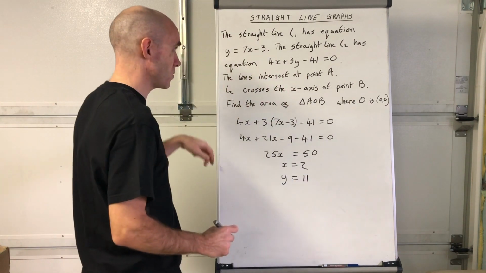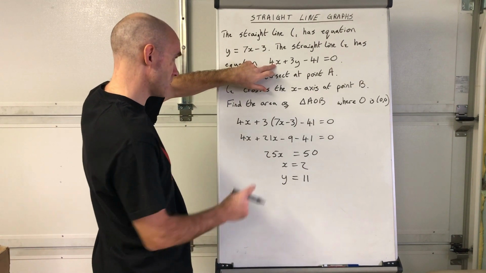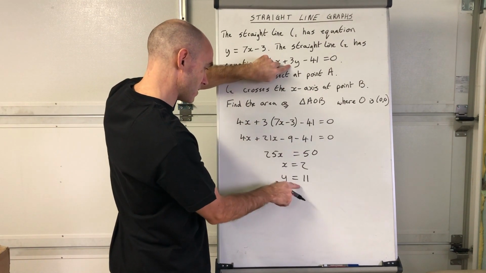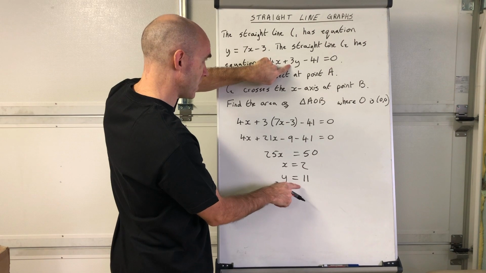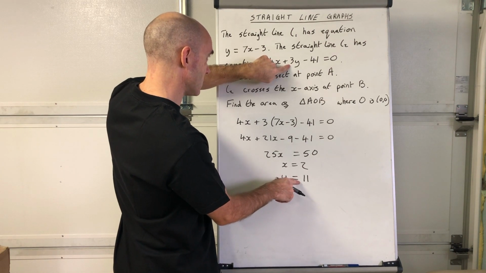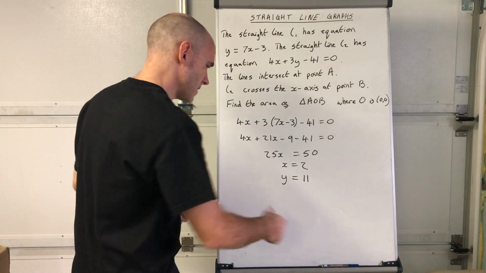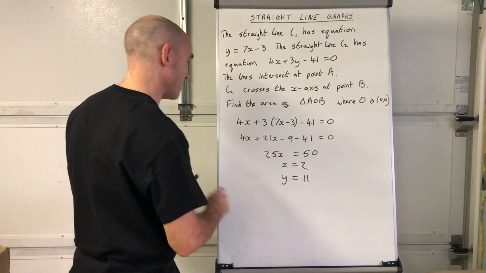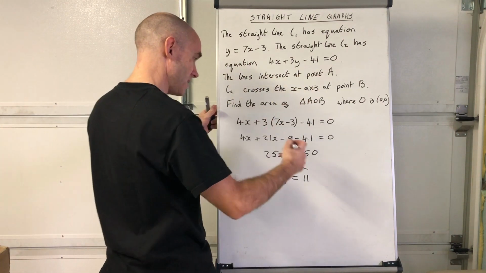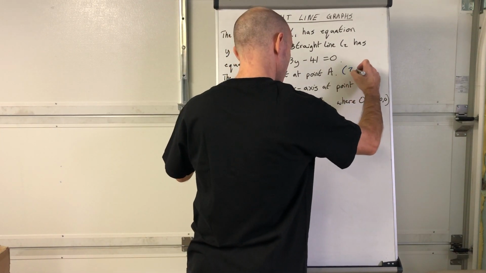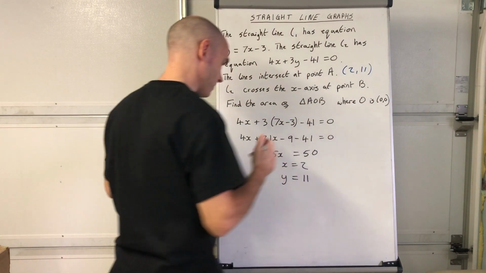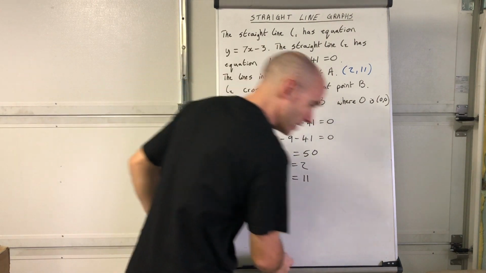And we better just check it works in there before moving on. So that's going to be 8 plus 33, which is 41, and yeah, subtract 41 equals 0, so that works. Okay, so I'm going to write that coordinate point in. So intersection point A is 2, 11, like that. Okay, because I need some more space now.